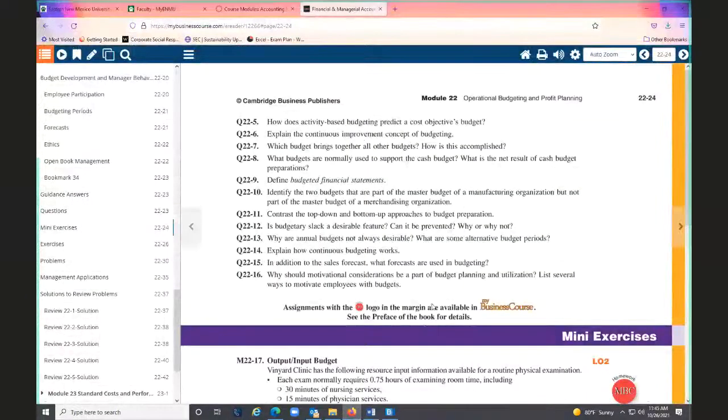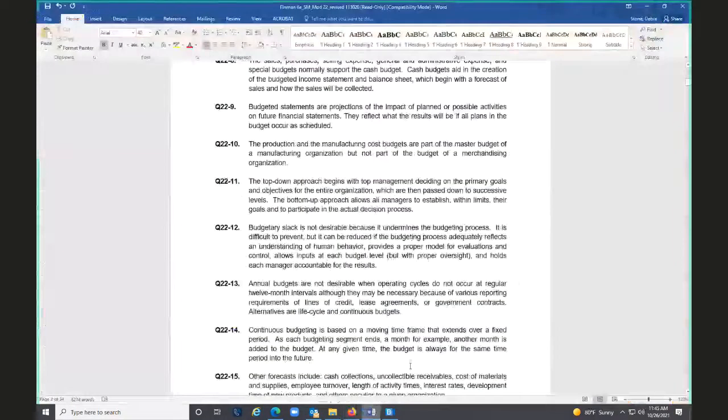So that you have to watch for that. Why are annual budgets not desirable? What are some other methods? They're not desirable when operating cycles don't occur on a 12-month interval. In other words, they may be at a different time of the year, higher or lower. One of the things that you might want to look at there are life cycle and continuous budgets.